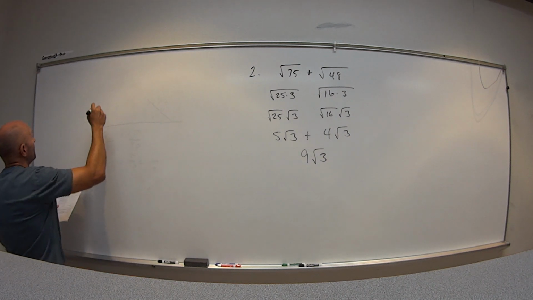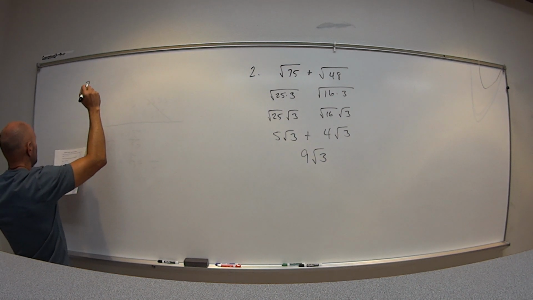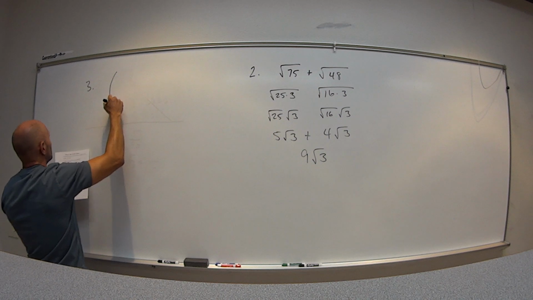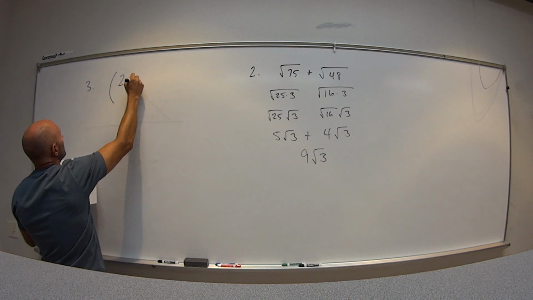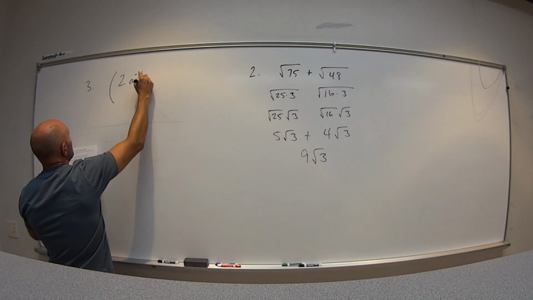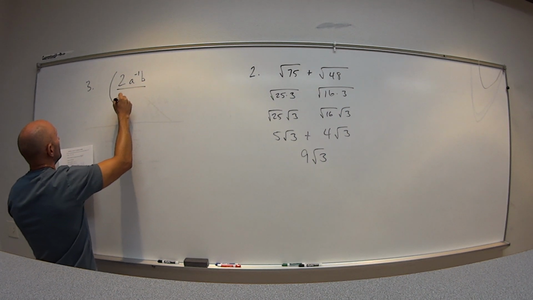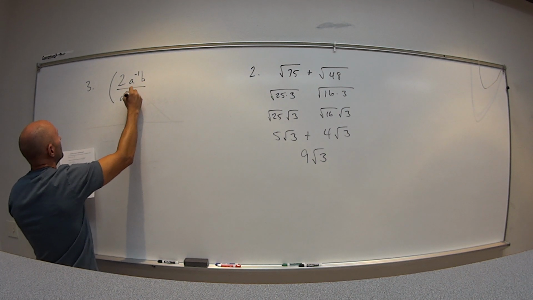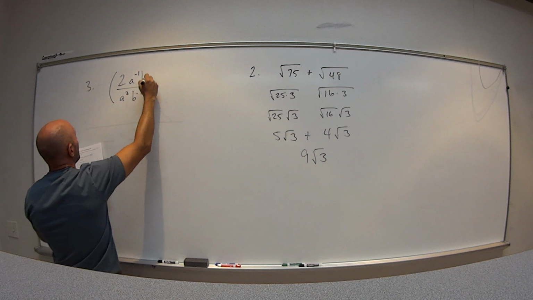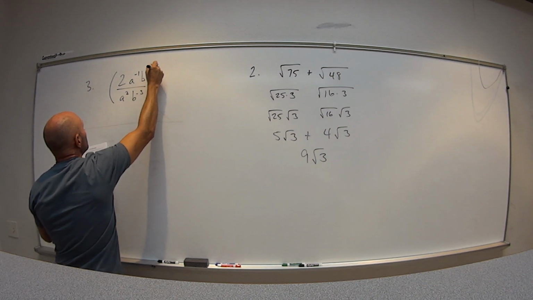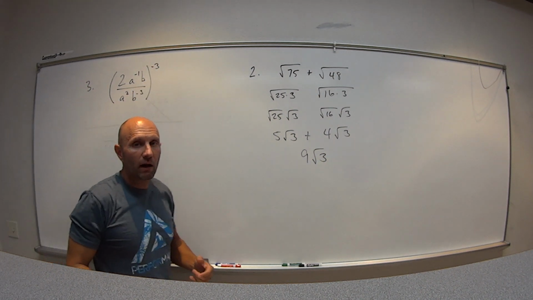So number 3, I want to simplify and eliminate any negative exponents. I'm given 2a to the minus 1 b over a squared b to the minus 3rd power, the whole thing raised to the negative 3 power.